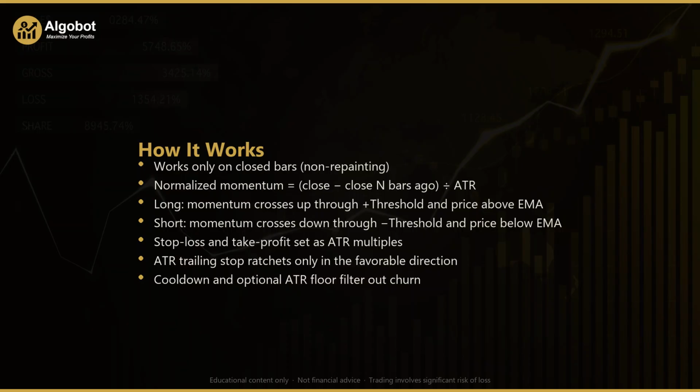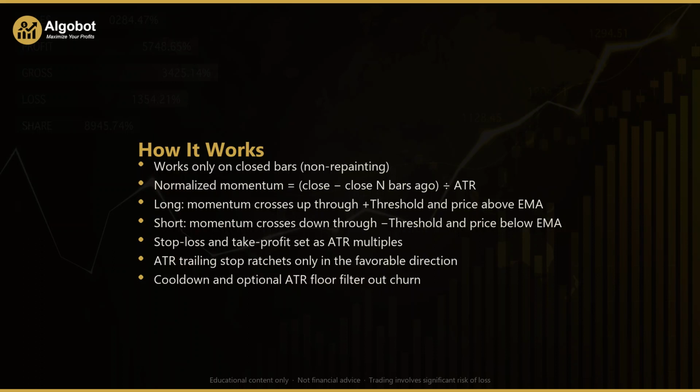Before any order is placed, a few guards are checked. Only one position is allowed at a time. A cooldown requires a minimum number of bars to pass since the last entry, which reduces churn. And an optional ATR floor lets the strategy stand aside when the market is unusually quiet.